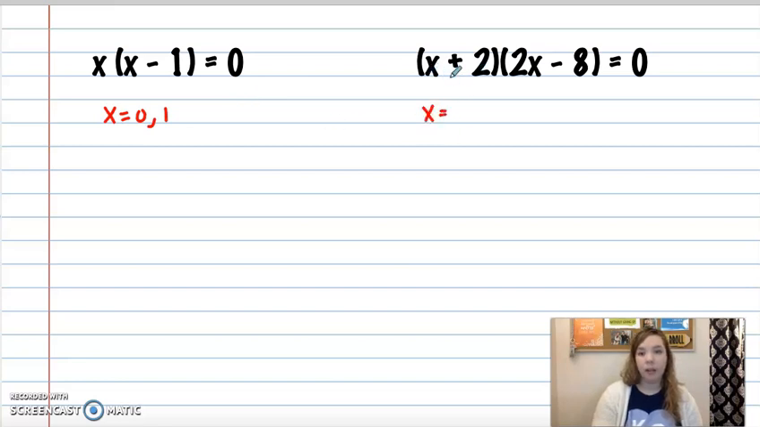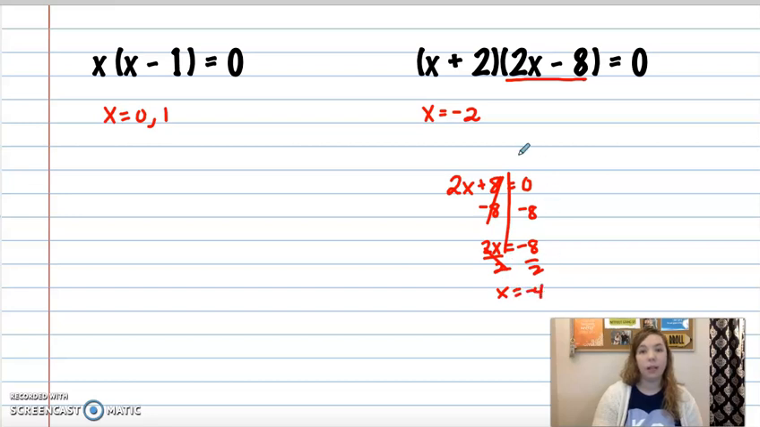For this piece, I would need a negative 2. This one is a little bit less obvious. So when it's less obvious what it would be, just take that piece, that binomial, and set it equal to 0. So I'm doing some scratch work over here. So to finish out this two-step, I would subtract 8 from both sides and divide by 2 on both sides.